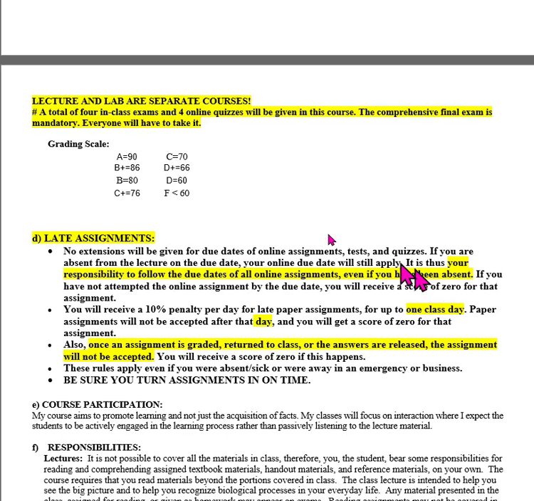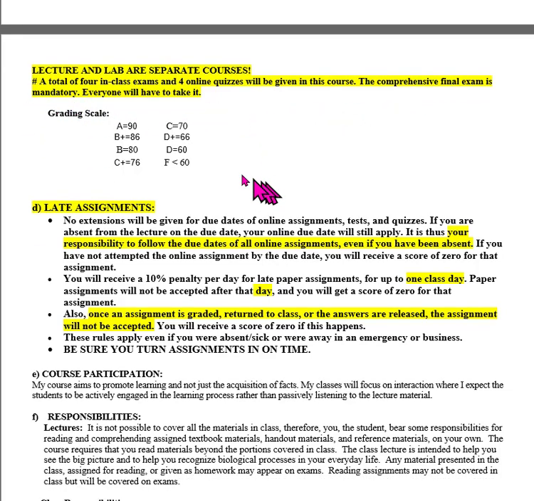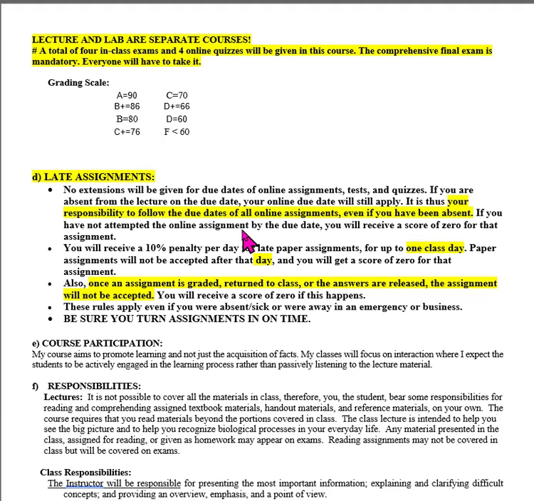Okay. Remember, lecture and lab are two separate courses, even though the contents are sometimes similar, but they are two different courses. The final exam is comprehensive. It covers all the chapters, and it's mandatory. Everybody must take it. The grading scale is straight, 10-point grade scale. Read the rules for late assignments.